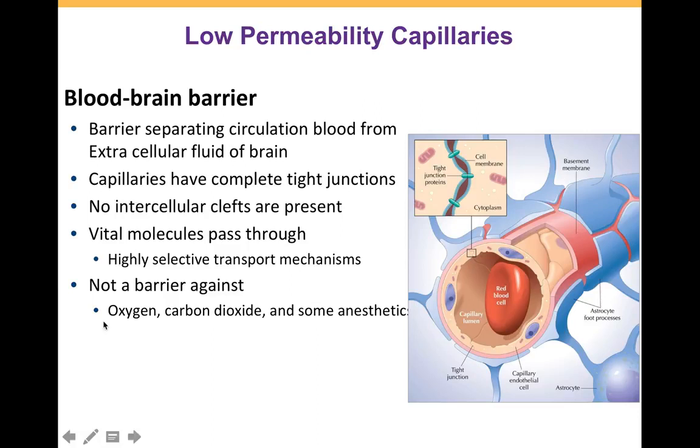Now, you will learn about this in more detail when we discuss the blood-brain barrier in the nervous system, but this is just to give you a hint. What you see here is at the center, you have your capillary network. You see your red blood cell passing through it. And you have these extensions, the blue extensions that are wrapped around the capillary bed. These cells are referred to as astrocytes.